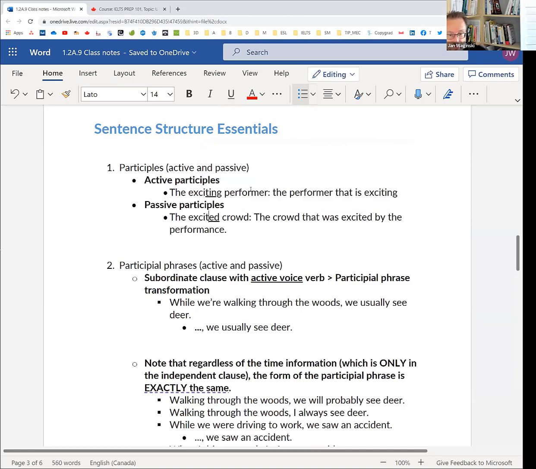You can also think of it this way. The performer is responsible for causing the excitement. That's why it has the active sense. Whereas the crowd is being excited. It's the experiencer of the excitement, so it takes the passive sense.